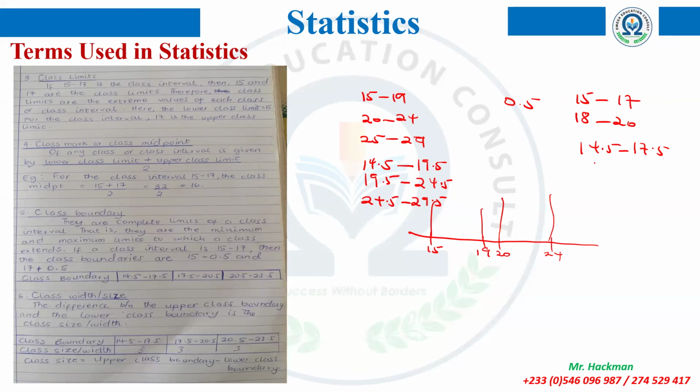Okay, then, so 17.5 to 20.5. But I'm interested in finding the class midpoint of this class. Okay, the first class, because that's what we did here. We use the first class, however, we use the limit. So find the sum of these two and divide by 2, and let's see what you will get.